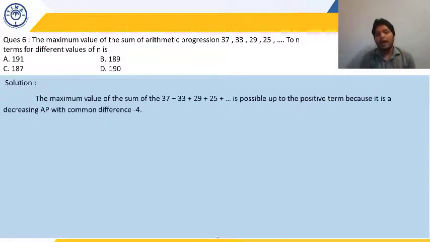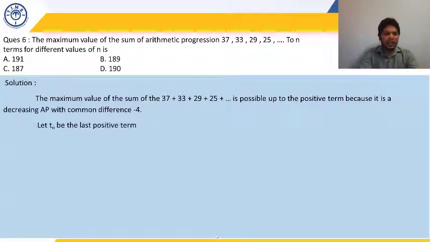So we are going to add till the last positive term. Then we will be getting the maximum value of the sum of this arithmetic progression. What I am saying is, to get the maximum value of the sum of the arithmetic progression, we have to add all the terms till the last positive term, because after that we'll be getting negative terms, and if we add the negative terms, then the total sum will become less than the previous value of the sum. So we have to add till the last positive term. I hope it is clear to each of you.